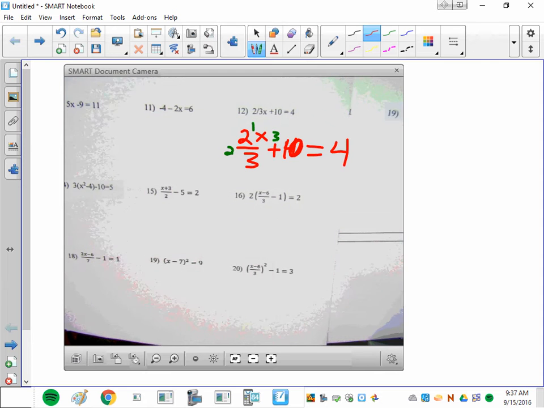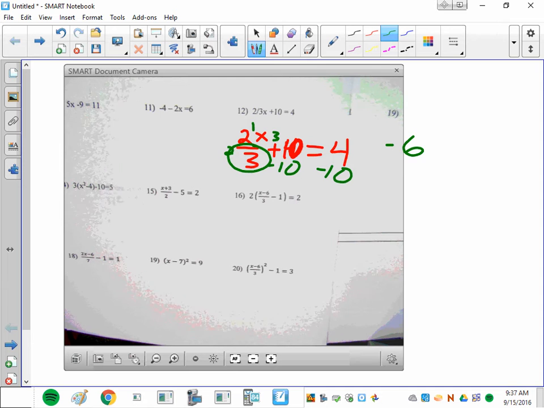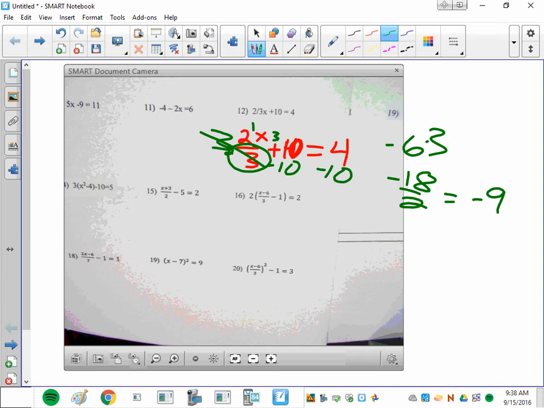This should be 10. So to undo that, I would subtract 10. You get -6. And then I need to undo the divide 3. How do you undo divide 3? Multiply by 3. So it's -18. And then divide by 2, which would be -9. That would be the answer.